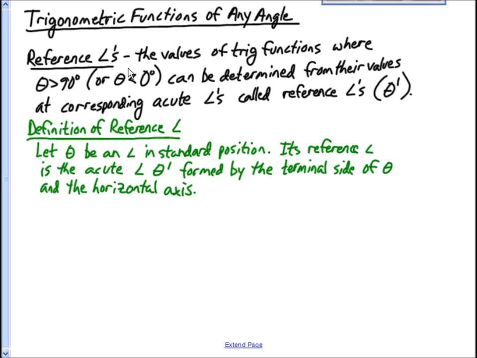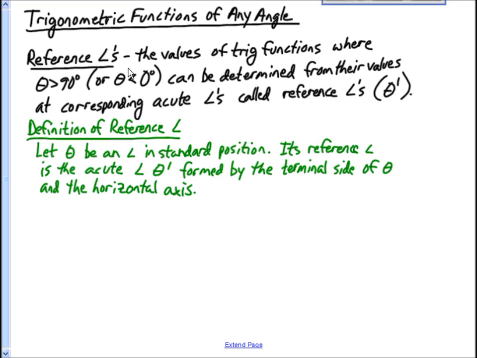So you use these reference angles when theta is greater than 90 degrees. The values of the trig functions can be determined from their values at the corresponding acute angles, called the reference angles, and we call that theta prime. You see that little theta prime right there, that little mark up there. Now, the definition of a reference angle.